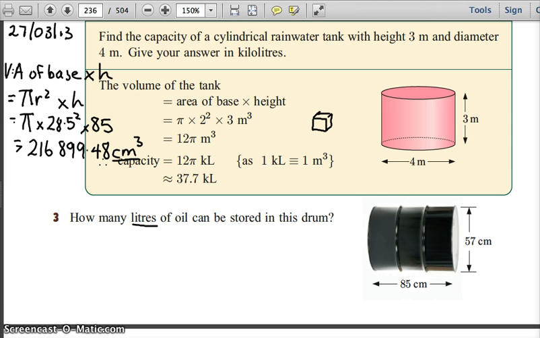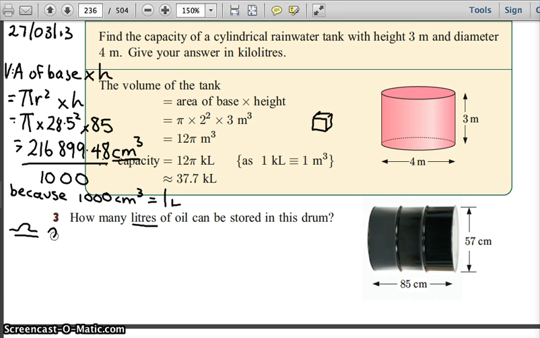So if we then divide that number by 1,000, and the reason is because 1,000 cubic centimetres equals 1 litre of liquid. Divide it by 1,000, we're moving that 3 places. It gives us approximately 217 litres of oil that could be stored in that drum. Conversion.